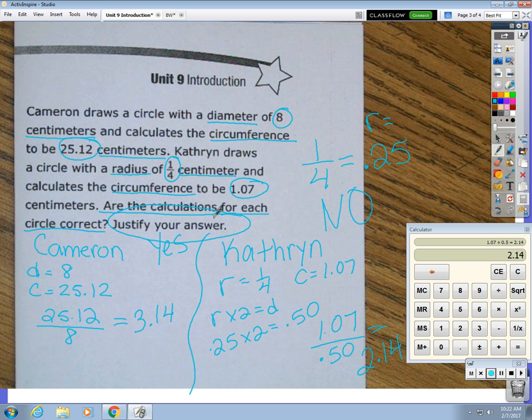Yes. What does justify your answer mean? Show your answer. Like, prove it. I'm proving it because when I divided Cameron's circumference by his diameter, I got 3.14. When I divide Catherine's circumference by her diameter, I do not get 3.14, I get 2.14. If she did it correctly, she would have got 3.14 or really, really close. So I'm proving to you that she did it incorrectly. That's my justification. Because pi comes from the circumference of a circle divided by its diameter.